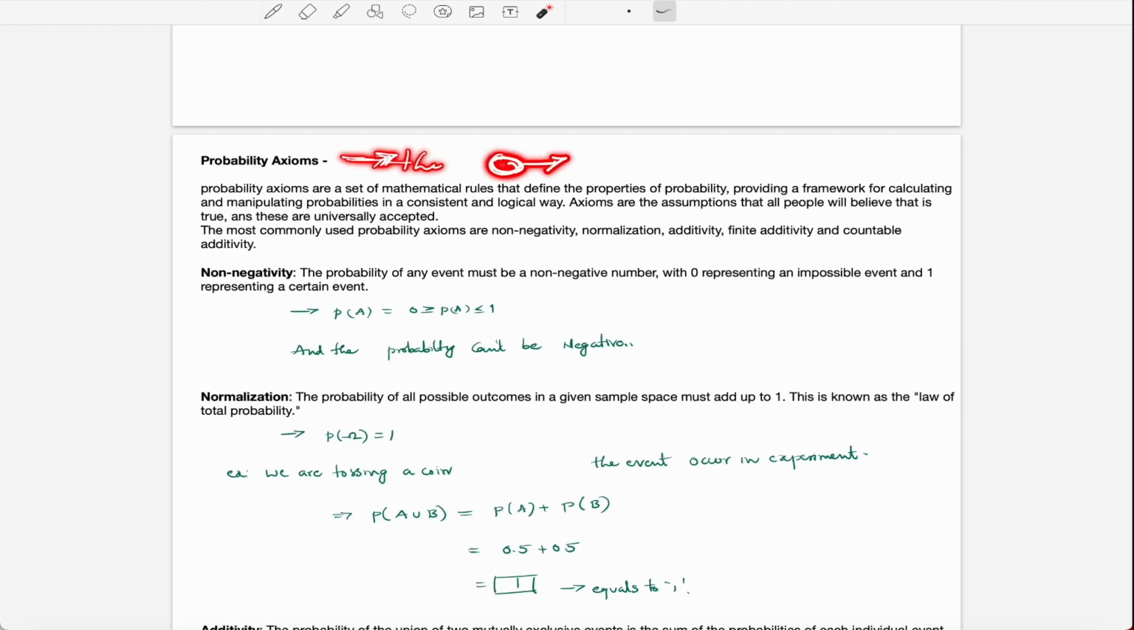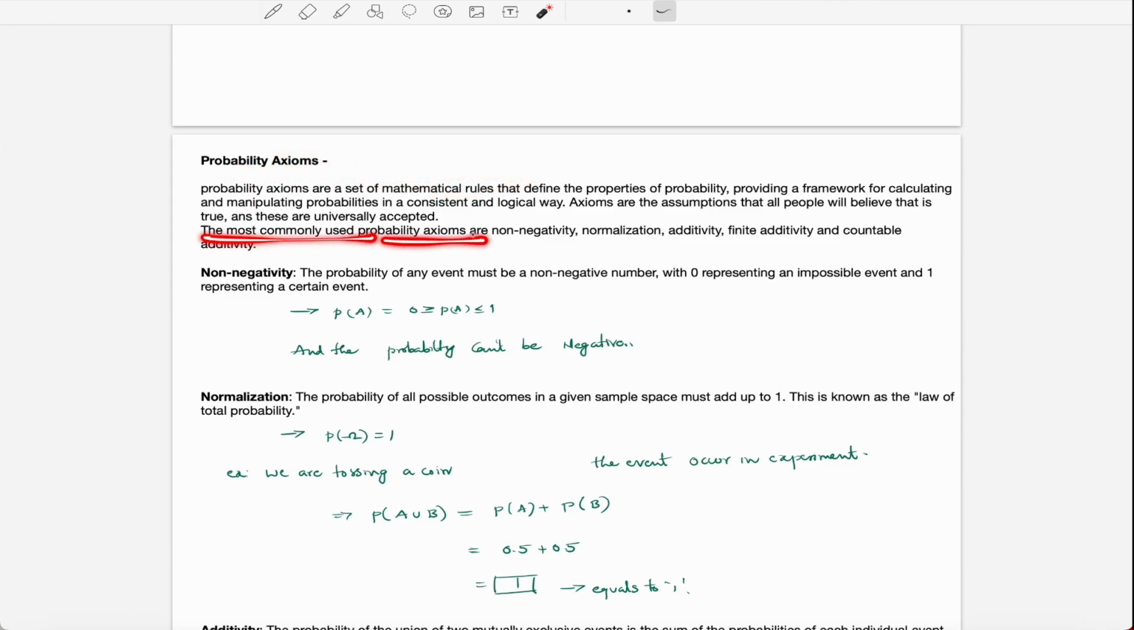The sun rises in the east. This is universally accepted, right? So these are the kind of axioms. I hope you have a basic understanding of what axioms are, and how they relate to probability. The probability axioms are a set of mathematical rules that define the properties of probability, providing a framework for manipulating probabilities in a consistent and logical way. These are the set of rules that are all expected by humans. I hope you have a basic understanding of these axioms.